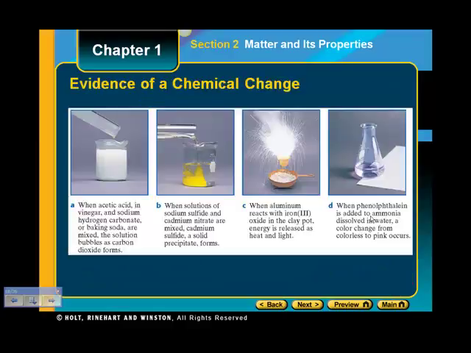Okay. The evidence of a chemical change: when do you know a chemical change has occurred? If you see a color change, if you see a solid form from two liquids, if you see gases being produced when you mix two solutions, if you see light being formed or heat being released, or even electricity being produced, that would be a sign of a chemical change. And then that last one, an acid-base indicator changing color is evidence of a chemical change. Okay.